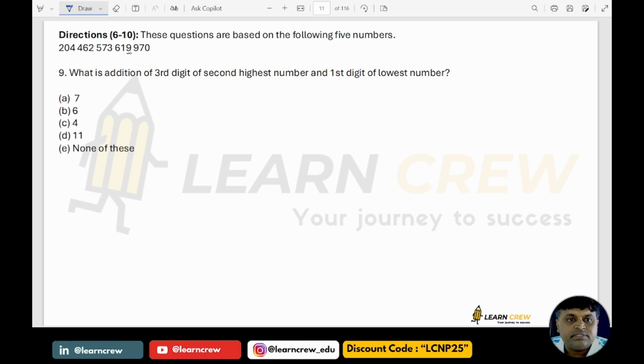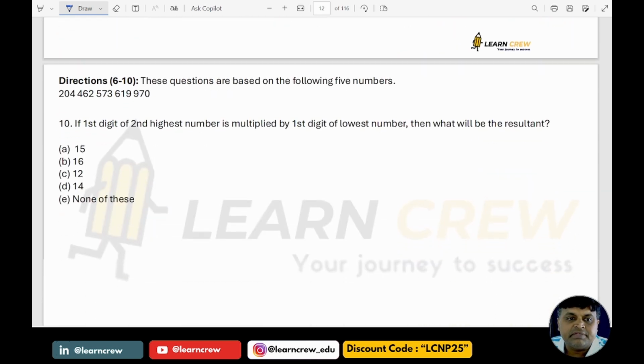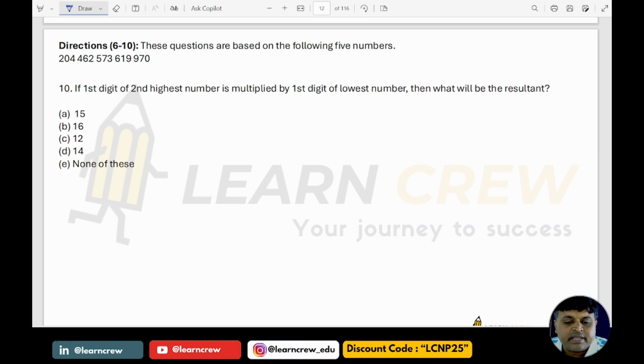Second highest number, third digit is 9. And first digit of lowest number. First digit of lowest number is 2. So 9 plus 2, which is 11. So answer is 11.